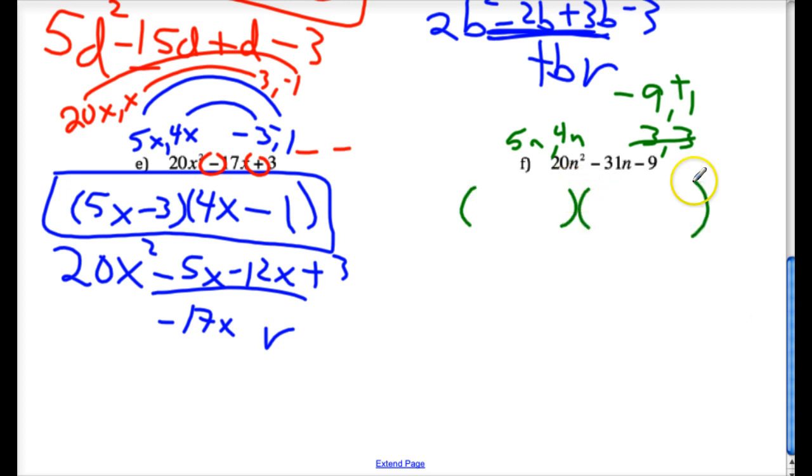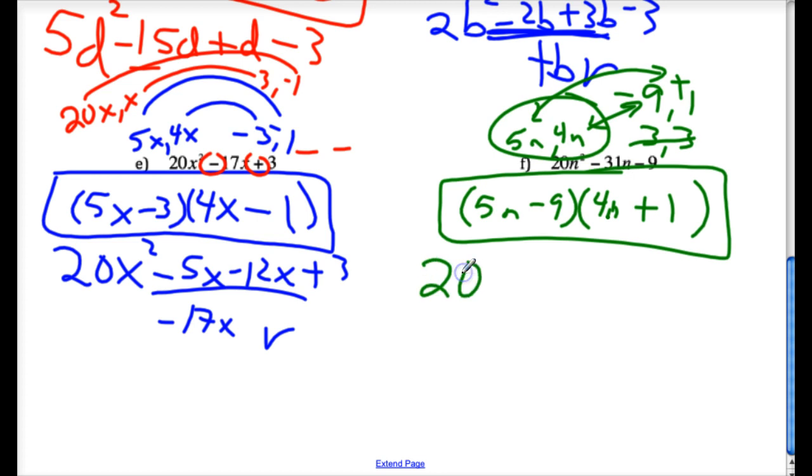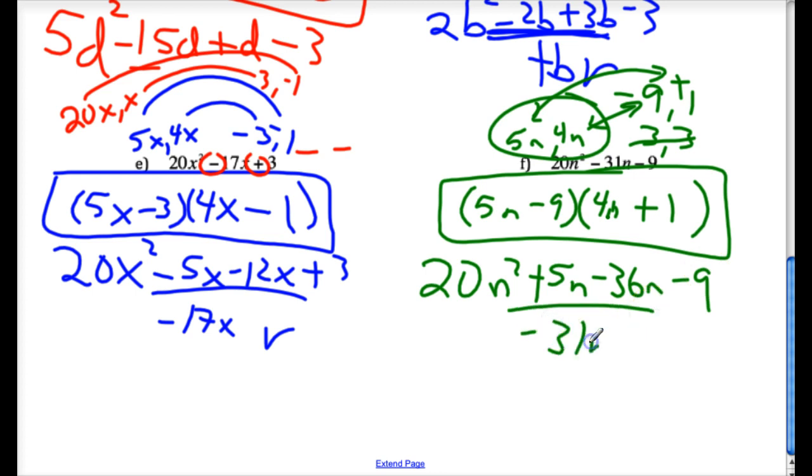Okay. The ends, guys, notice the variables are always going to be positive. It's the constants you deal with your signs. So we got 5n. Oh, those two go together. Those two go together. So 5n plus 1. 4n minus 9. Do FOIL. 20n squared plus 5n minus 36n minus 9. That makes negative 31n. Check. It works.